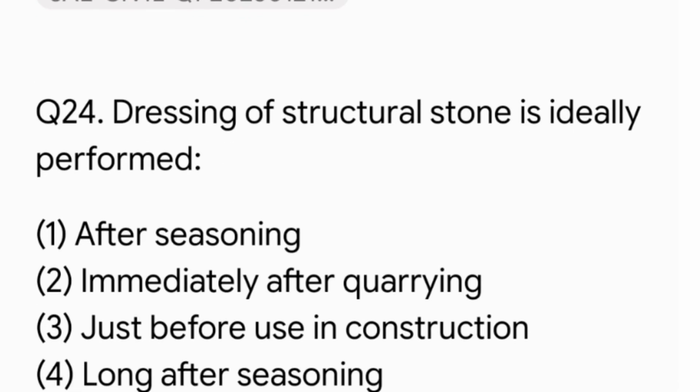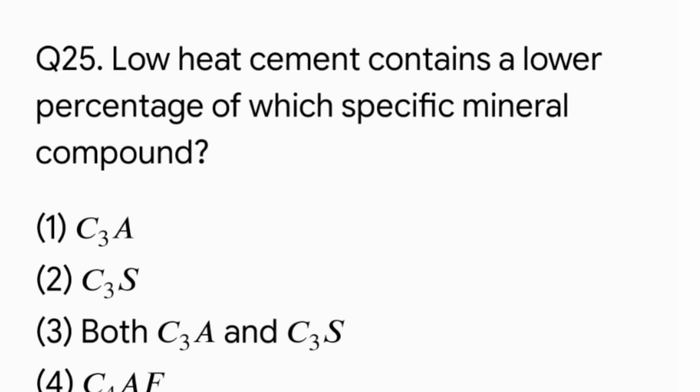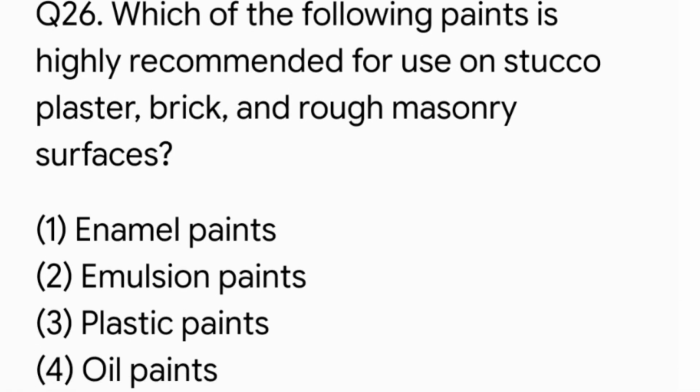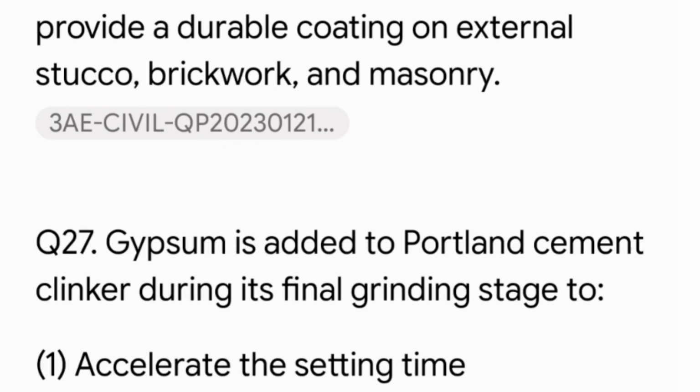Next question. Dressing of structural stone is ideally performed? Correct answer: immediately after quarrying. Next question. Low heat cement contains a lower percentage of which specific mineral compound? Correct answer: both tricalcium aluminate and tricalcium silicate. Next question. Which of the following paints is highly recommended for use on stucco, plaster, brick, and rough masonry surfaces? Correct answer: emulsion paints.